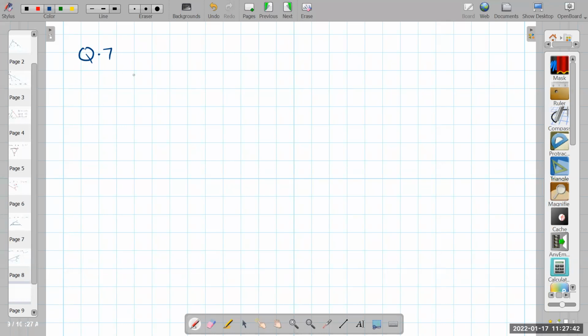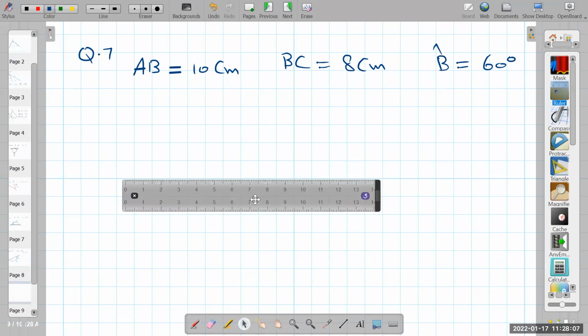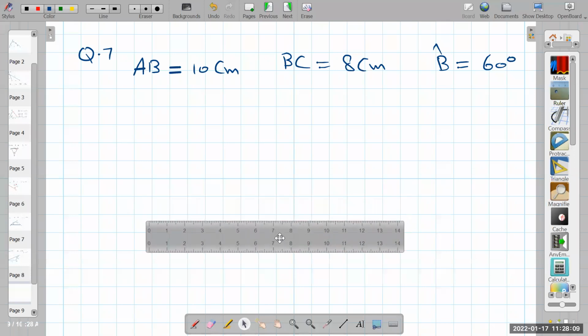We want to draw triangle ABC. AB must be 10 centimeters. BC must be 8 centimeters. Angle B must be 60 degrees. This is the question. We need to draw a triangle. The first thing we will do is draw the line AB. Take the scale and draw the line AB.